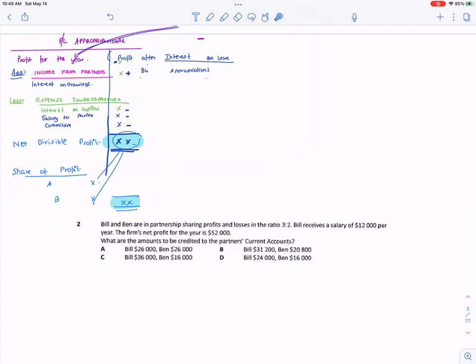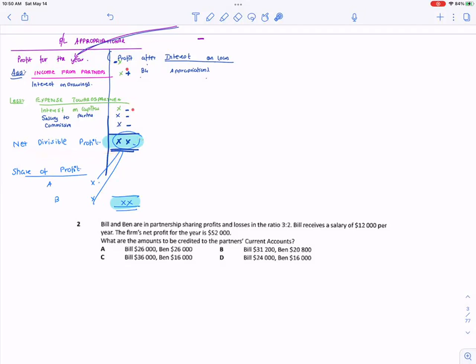Can you tell me the format of profit and loss appropriation account? First, we write profit for the year from the income statement. Then we add income from partner, like interest on drawings. Then we deduct expense toward the partner, like interest on capital, commission, and salary.